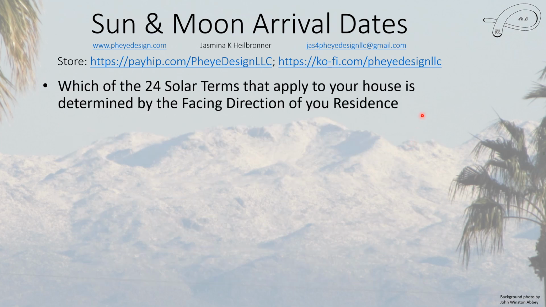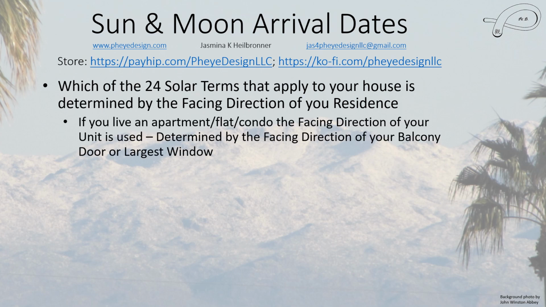So now we get to the heart of how to find out when the time is. Which of these four solar terms applies to your house is determined by the facing direction of your house. You could say it's also determined by the sitting. In practice, since they're opposite each other, either one could be stated that way.